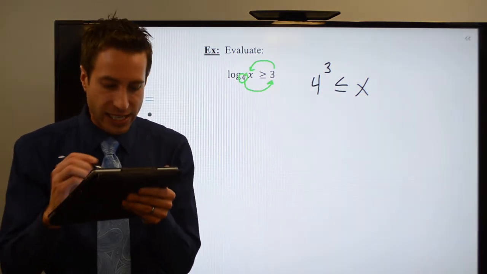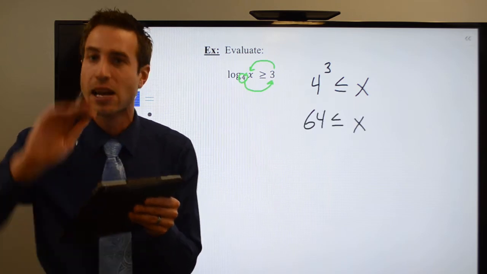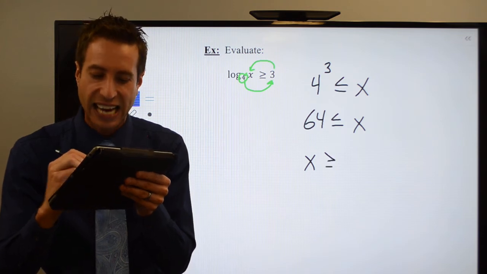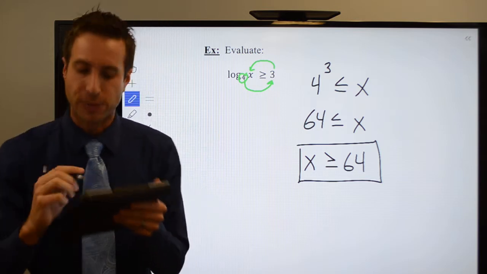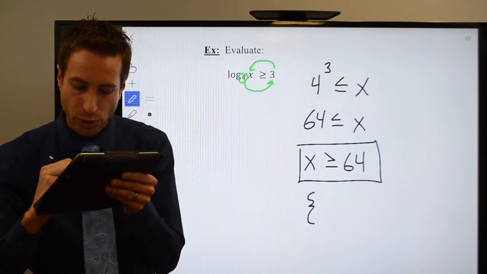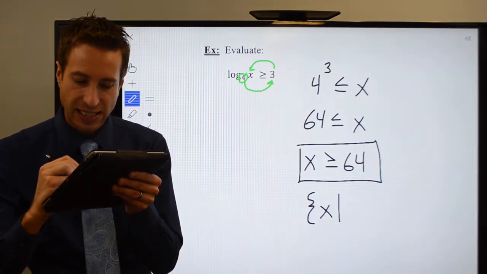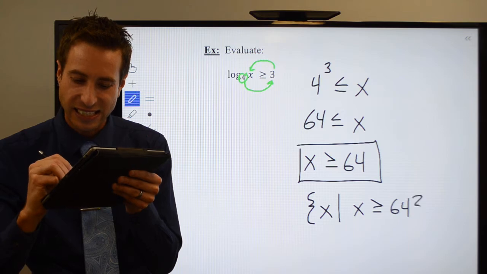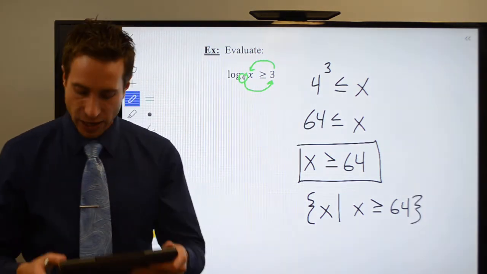Now, 4 to the 3rd is 64. So I have 64 is less than or equal to x. Please feel free to turn that around so that your variable is on the correct side. X is greater than or equal to 64. That's the inequality. Please be comfortable with set builder notation as well. It's all values of x such that x is greater than or equal to 64. Set builder notation.